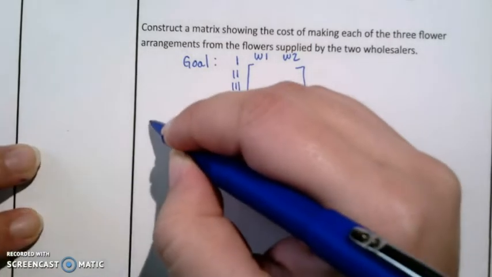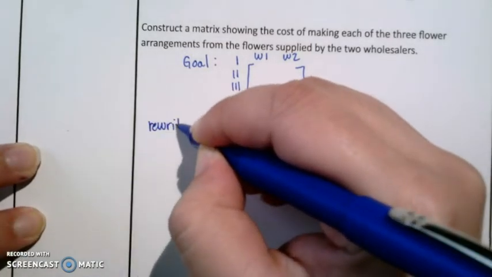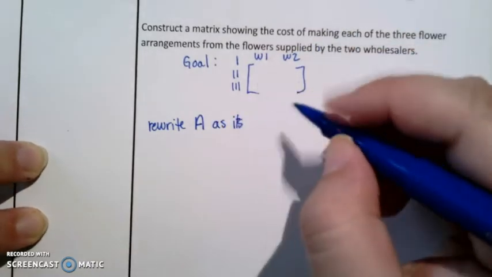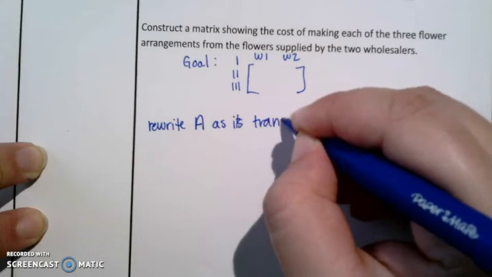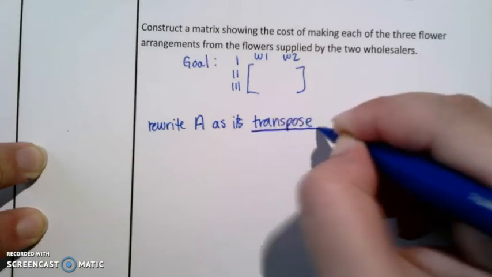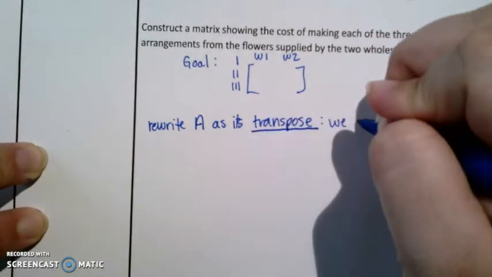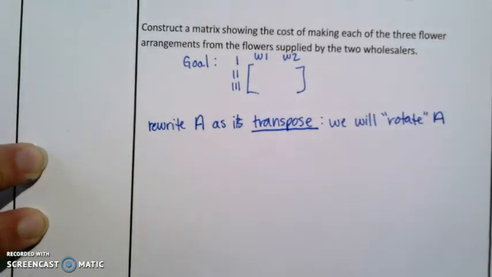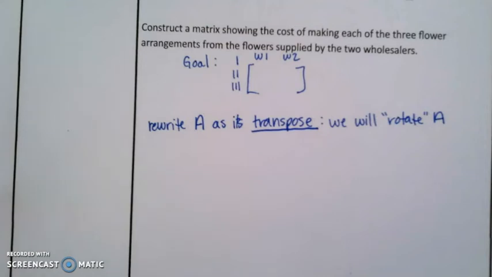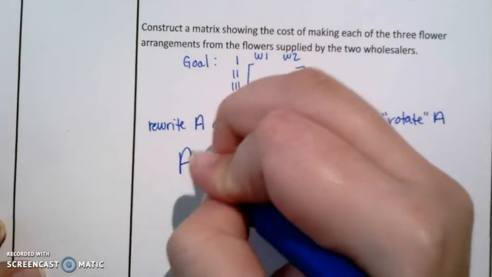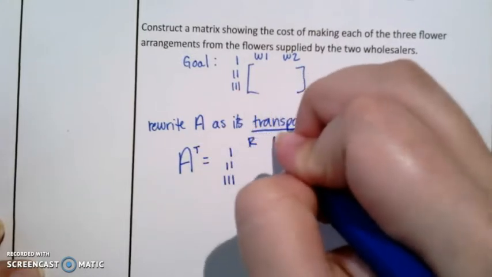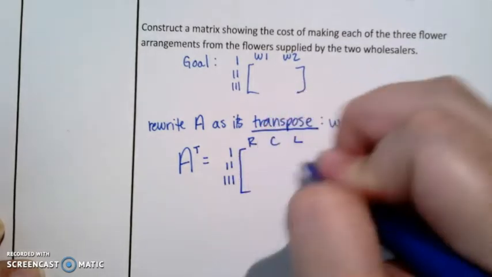So we can rewrite matrix A as its transpose. Now what that means is we're rotating it. We will rotate matrix A. Okay, so if you look at matrix A, right now it's flowers by arrangement, and we're going to rewrite it as A transpose, which is arrangements by flowers. And I'm using the abbreviations for the flowers.